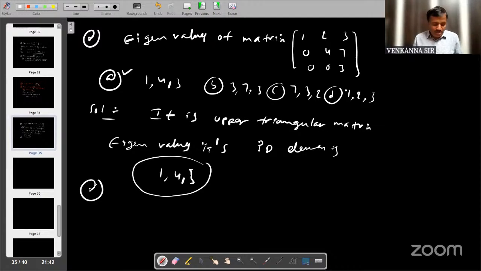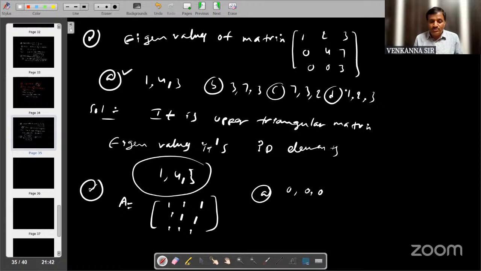Next question. A is equal to the matrix with all entries 1, a 3 by 3 matrix of ones. What are the eigenvalues? Option A is given 0, 0, 0. Option B is given 0, 0, 3.